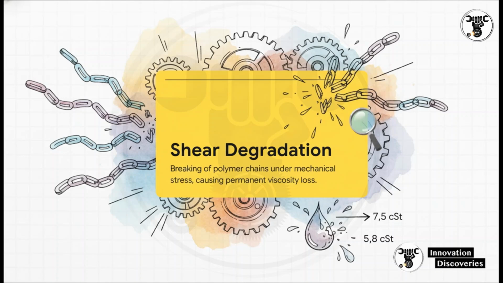A fresh OEM ATF measures exactly 7.5 centistokes. We pulled fluid from a fleet vehicle after 30,000 miles of really severe use. The polymers were physically broken, and the fluid had permanently dropped to 5.8 centistokes. That permanent viscosity loss ruined the hydraulic pressure stability and completely altered the shift timing calibration.